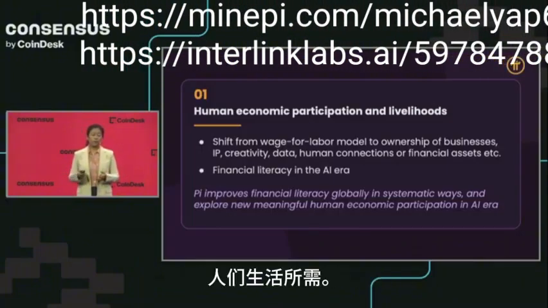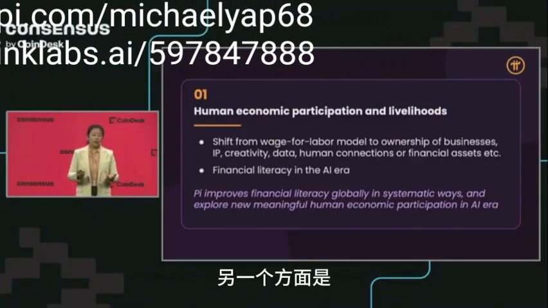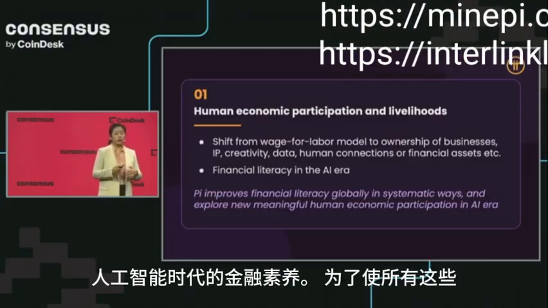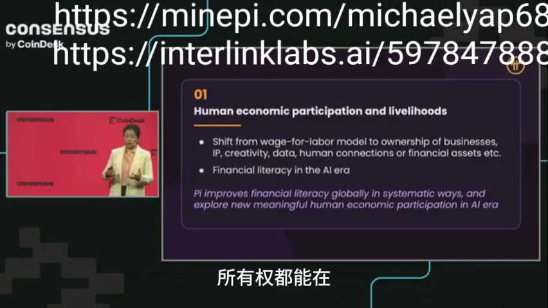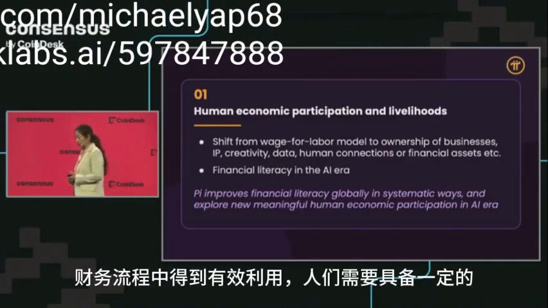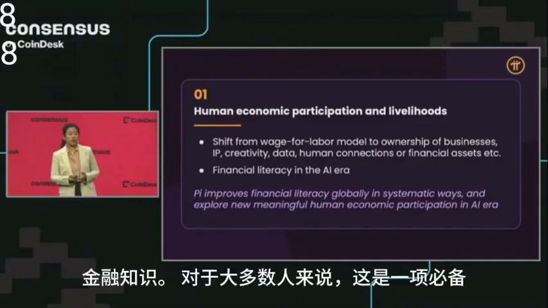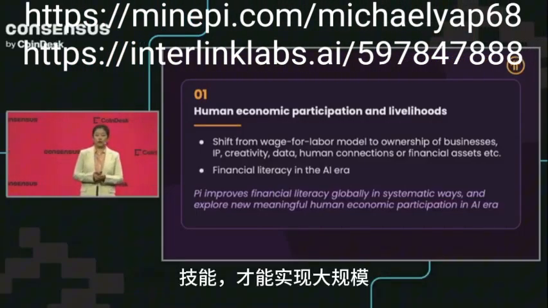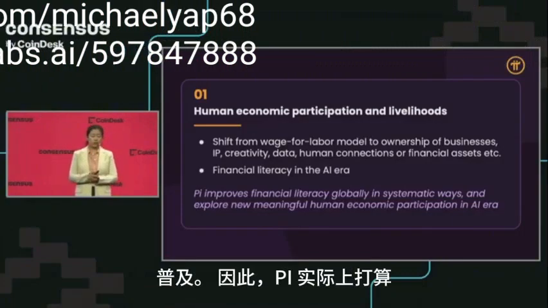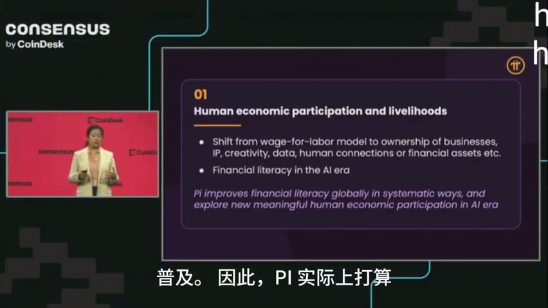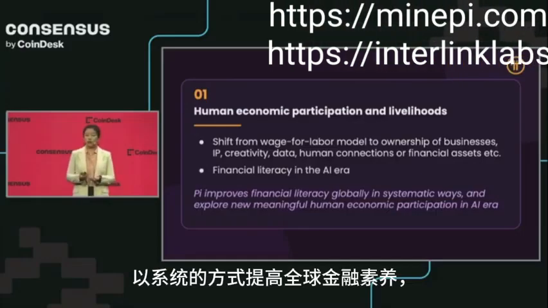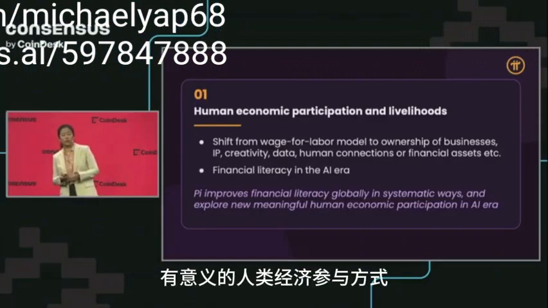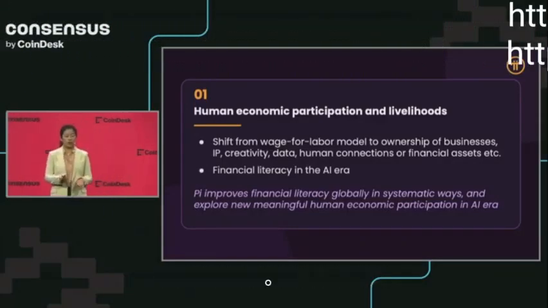Another aspect is financial literacy in the era of AI. In order for all these ownerships to be inside the financial processes, people need to be financially literate. It's a must-have skill for the majority, for mass adoption. So Pi actually intends to improve financial literacy globally in a systematic way and explore new meaningful human economic participation in the age of AI.